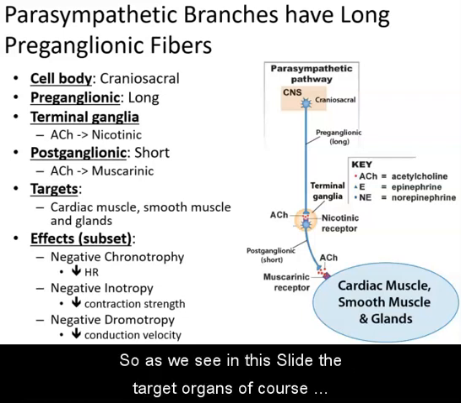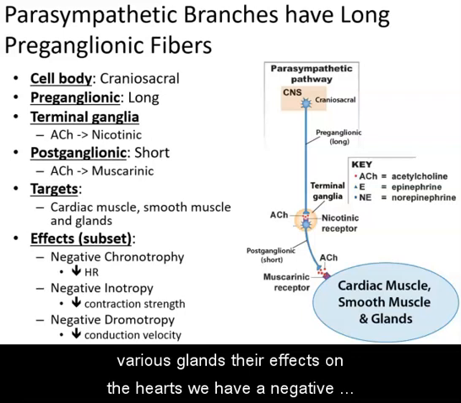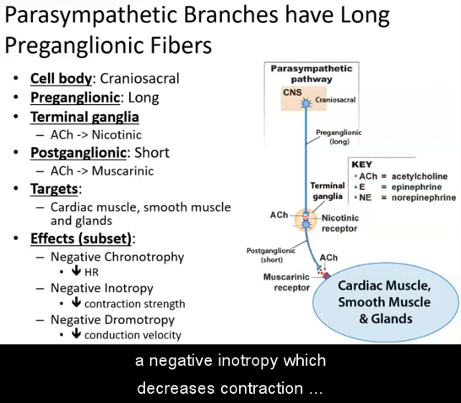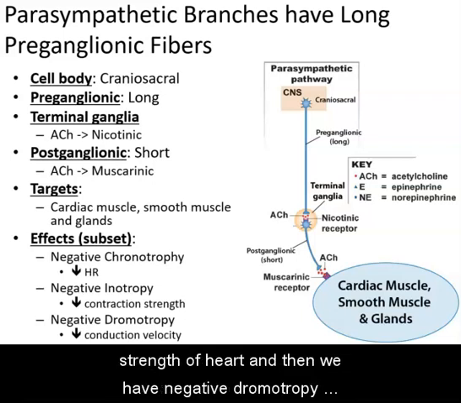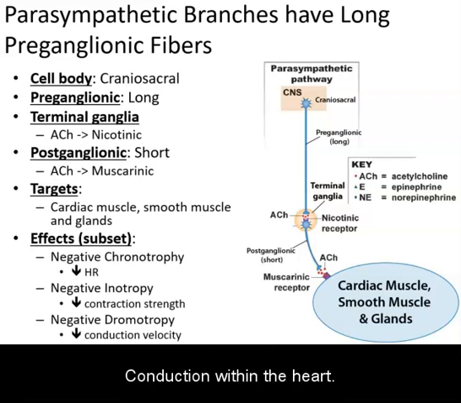So as we see in this slide, the target organs, of course, include cardiac muscle, smooth muscle, as well as various glands. Their effects on the heart, we have a negative chronotropy, which means we have a decrease in heart rate, a negative inotropy, which decreases contraction strength of the heart, and then we have negative dromotropy, which decreases the conduction velocity of the electrical conduction within the heart.